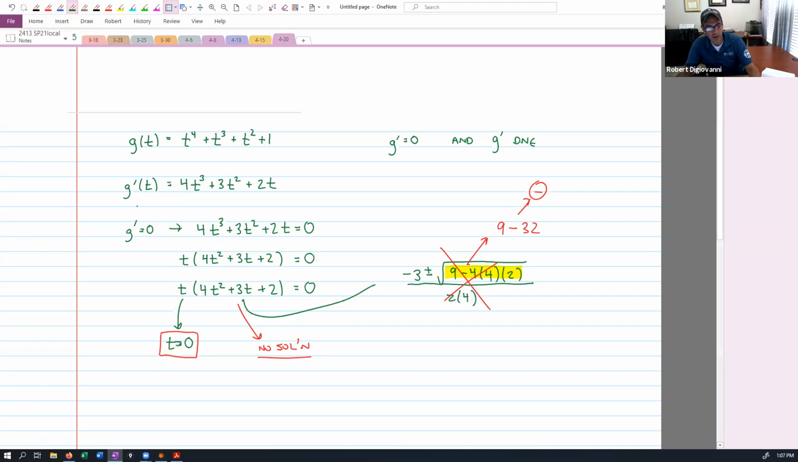And then the other thing we need to do is figure out where the derivative doesn't exist. But the derivative in blue here is a polynomial function, and so it's defined everywhere. There's no values of t that would cause any problems. So we only have one critical number.